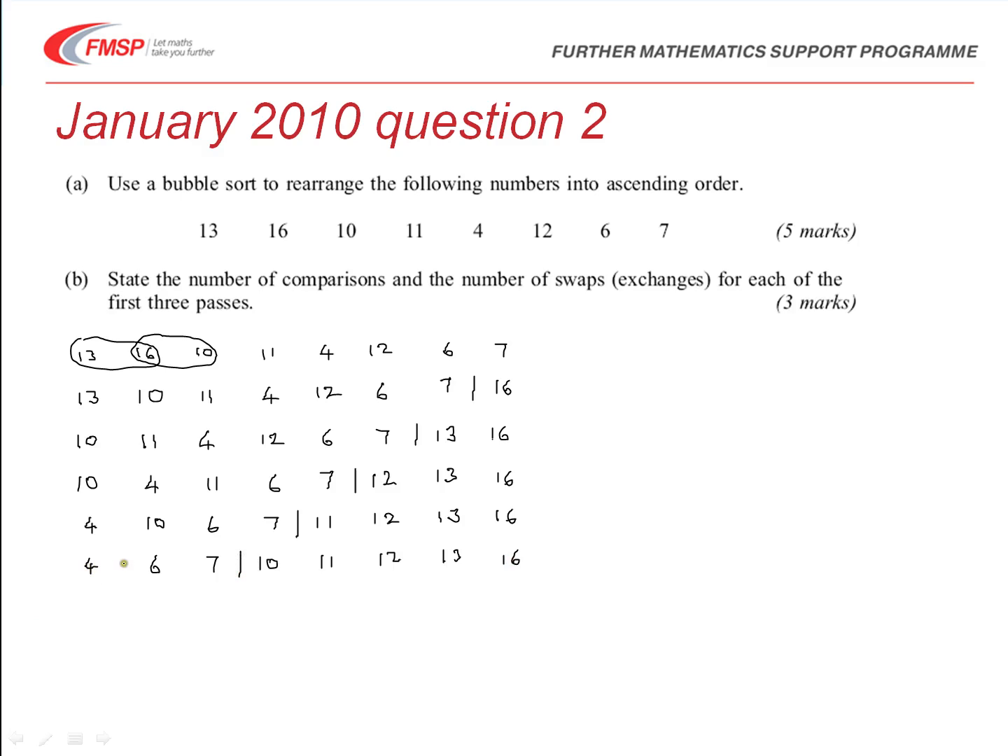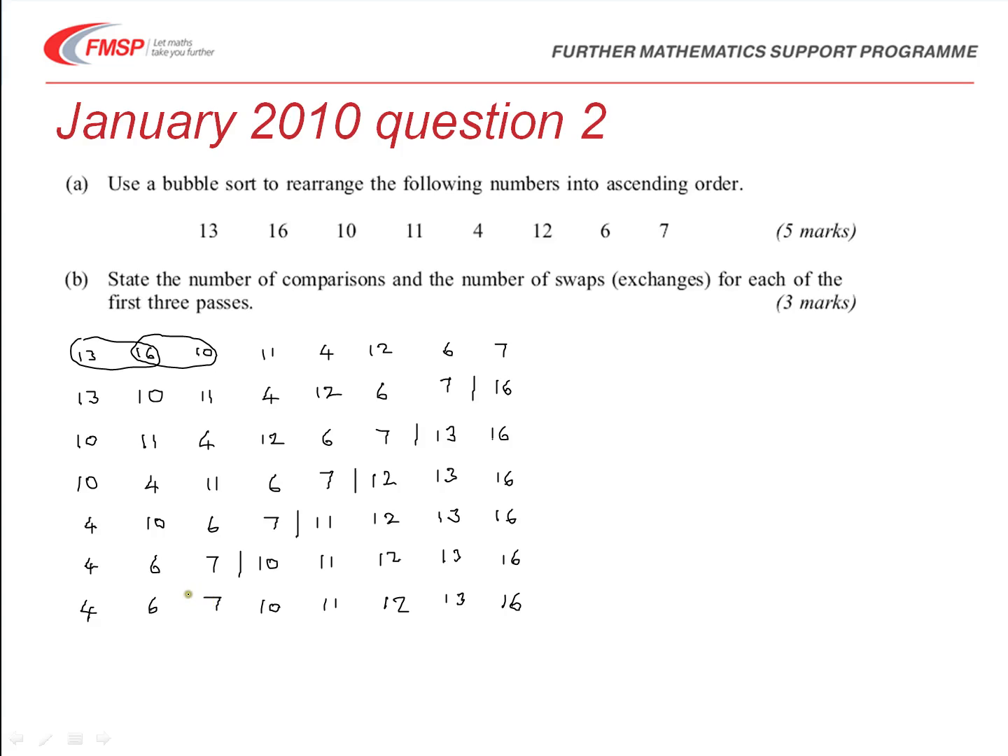So now we compare the 4 with the 6, there's no swap. The 6 with the 7, there is no swap. We don't need to go any further because we know that the 10 and the 11 and the 12 and the 13 and the 16 are all in the right places, and if there were no swaps as we went through that pass, then they must all be in the right places.